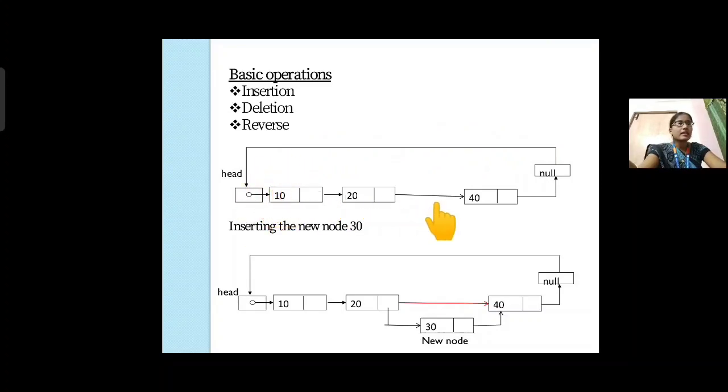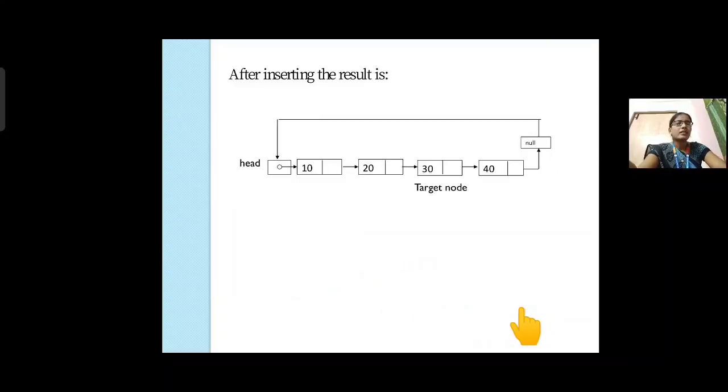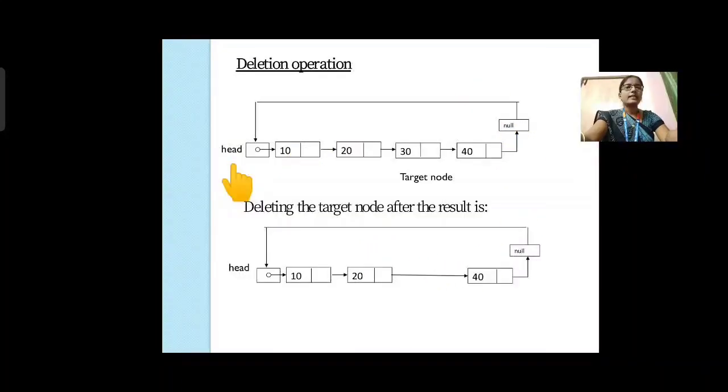In this linked list, I am inserting the new node 30. There is no 30. I am adding the 30. After inserting 30, if you look at this diagram, 30 is inserted in the middle of the linked list. That is the new node. New node is added. Okay. Next, the final result is here. If you look at this diagram, that is the target node. New node is added. The process is successful. This is the diagram.